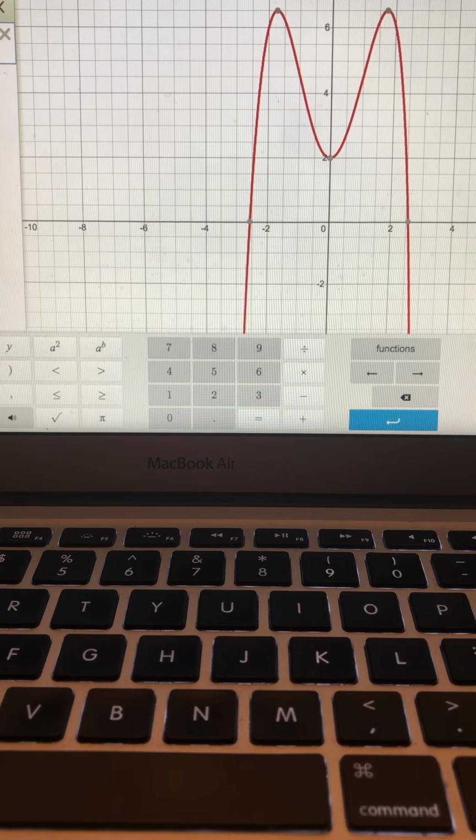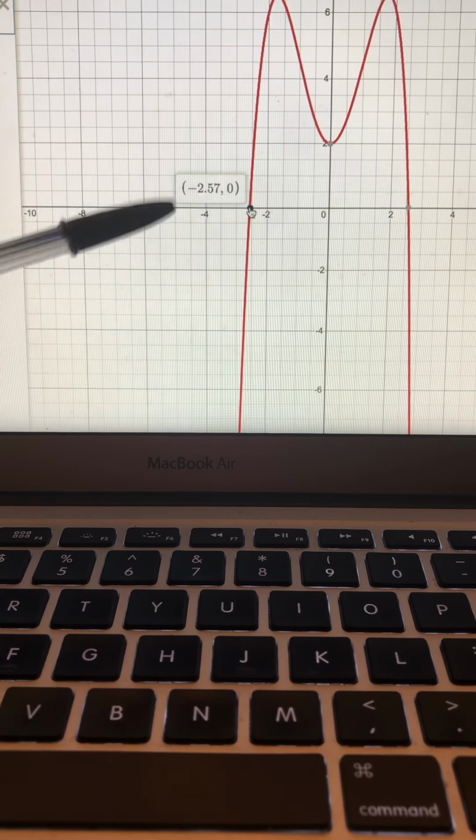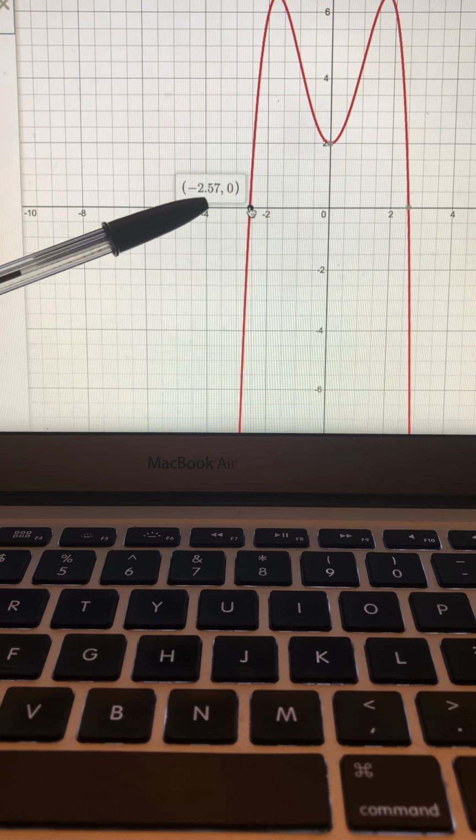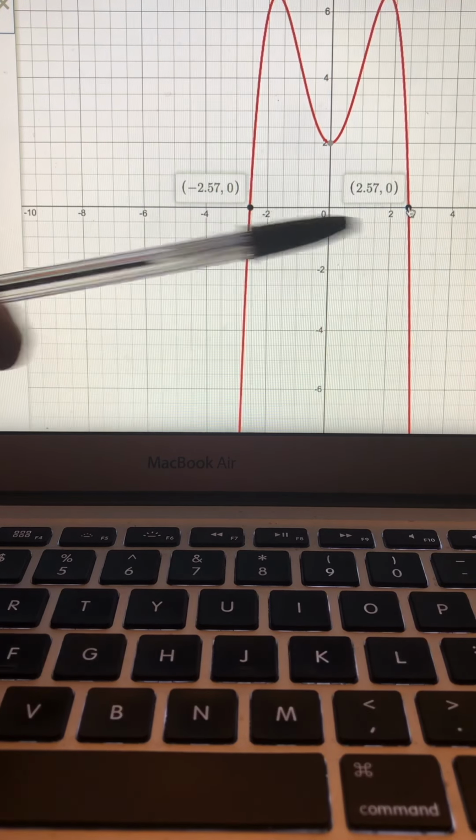And then we'll give the x-intercepts. So the x-intercepts would be right here. And you would write this point, negative 2.57, comma 0. And then there's another one over here, 2.57, comma 0. So 2 x-intercepts.